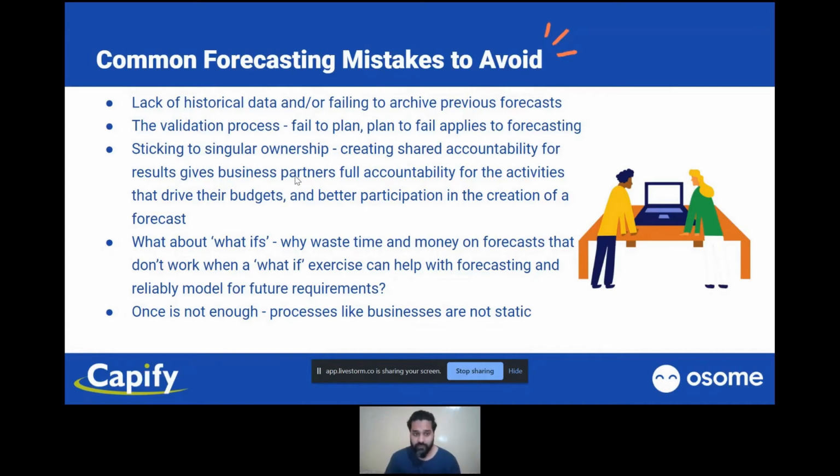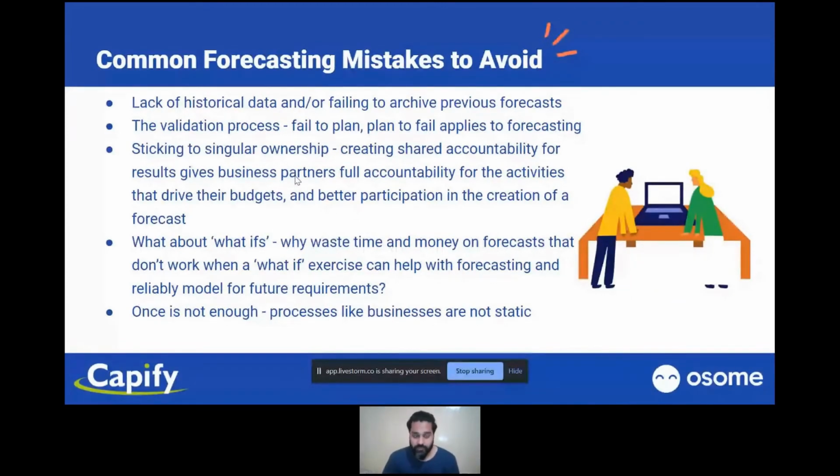Creating shared accountability for results gives business partners full accountability for their activities. When you're forecasting, you're giving other people the accountability of their departments. For example, for our operations team, we have a target to reply to all of our clients within 24 hours on the chat. When we initially started, we forecasted that we would meet this target within the first 3 months. If there was a delay, then we looked at the delay. Why was there a delay? Why weren't we able to reply within 24 hours, and how can we fix it? We used the forecasting and we worked on it and we fixed it, and then we were able to continue with the plan. Now the forecasting is working perfectly. But if we weren't doing any of this, then we would never know if we were achieving our targets or not.